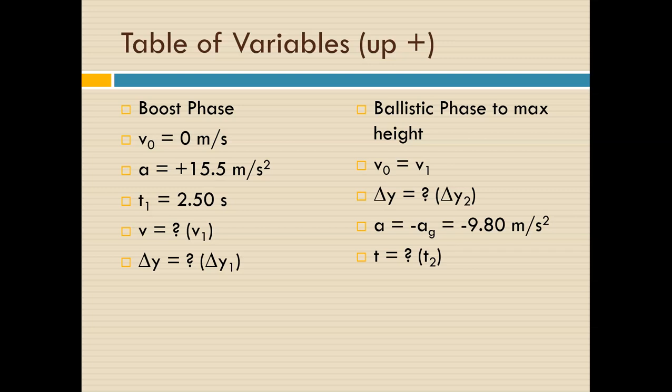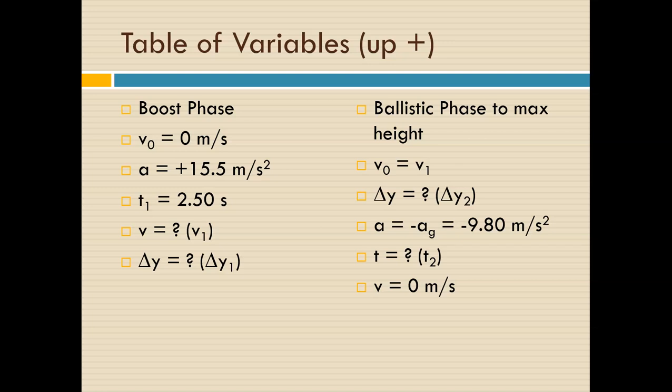One more thing we do know. We do know that at the maximum height, the final velocity of the rocket is going to be 0. So what we're looking at is the motion from the engine burnout, engine cutout to the maximum height. Great. Now, how many variables do we know in the first phase? 3, which means we can fill the table using our 4 equations.